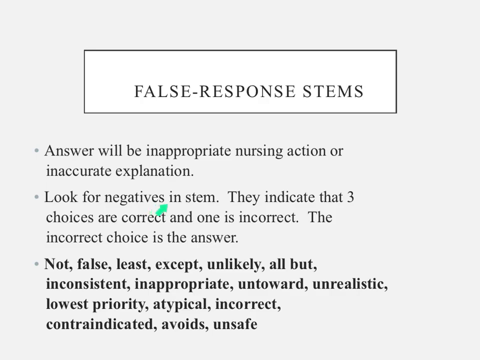Look for negatives in the STEM. They indicate there are 3 choices that are correct and 1 is incorrect. The incorrect choice would be the answer to the question.